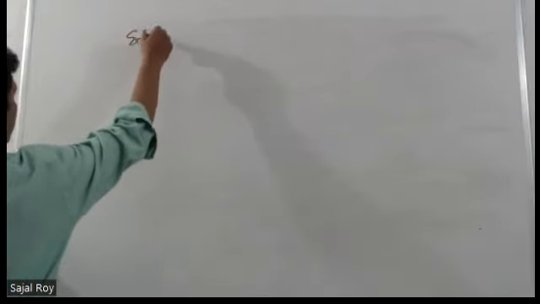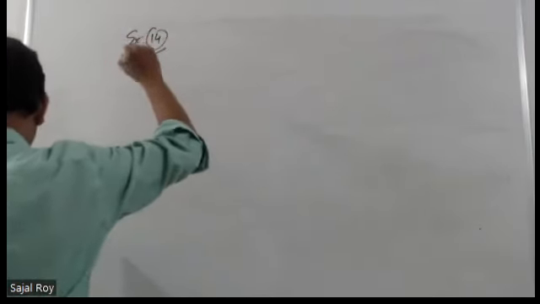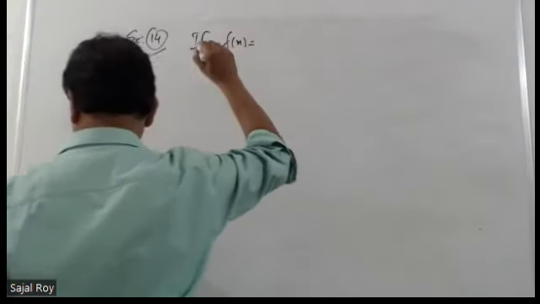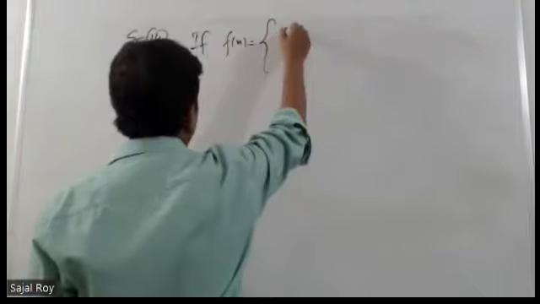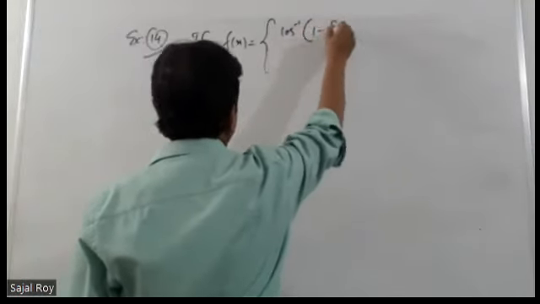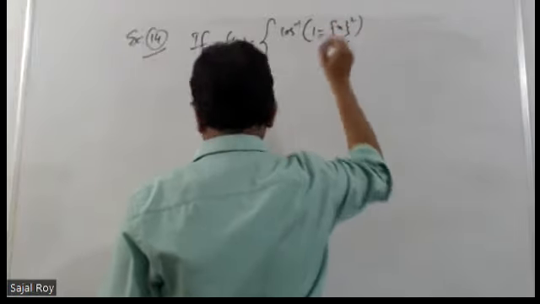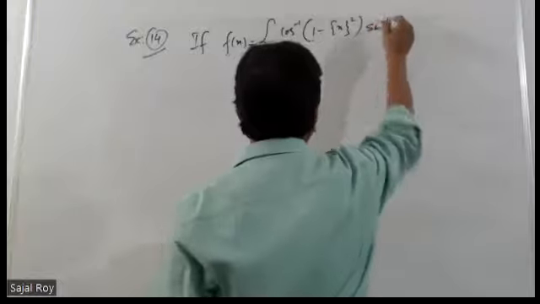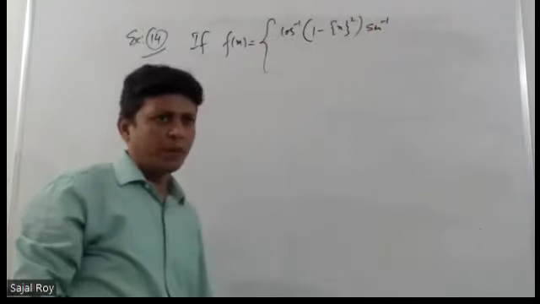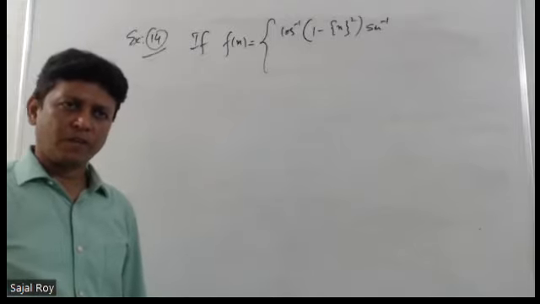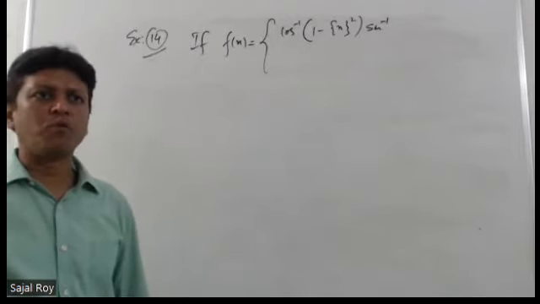Question number 14. If f(x) equals cos inverse of 1 minus (fractional part of x) whole square, sin inverse... We haven't done inverse trigonometry. In the next class we will start inverse trigonometry functions. Step by step we are moving.